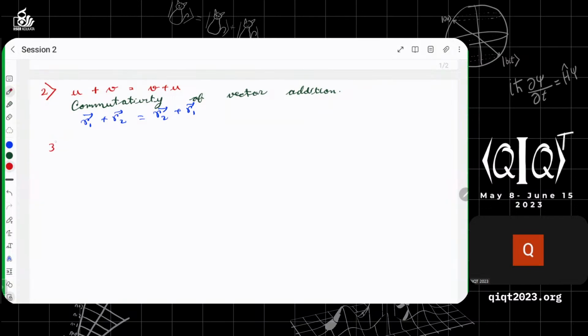Okay, so the third property is associativity. Let's say you take v plus w addition and then add it with u, or you take the addition of u plus v first and then add it with w. Both will be the same. And this condition is known as associativity.